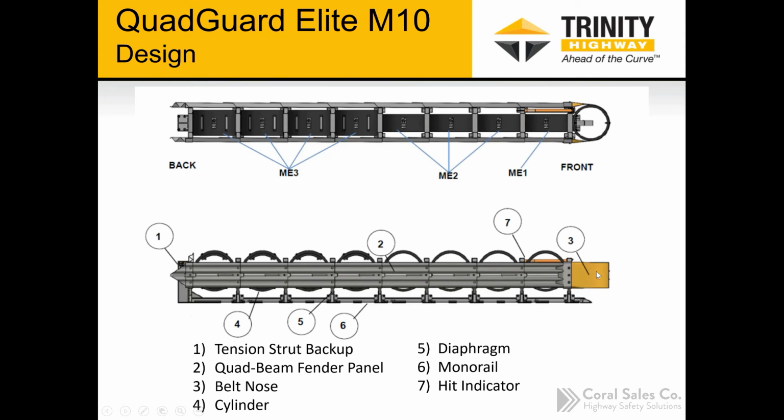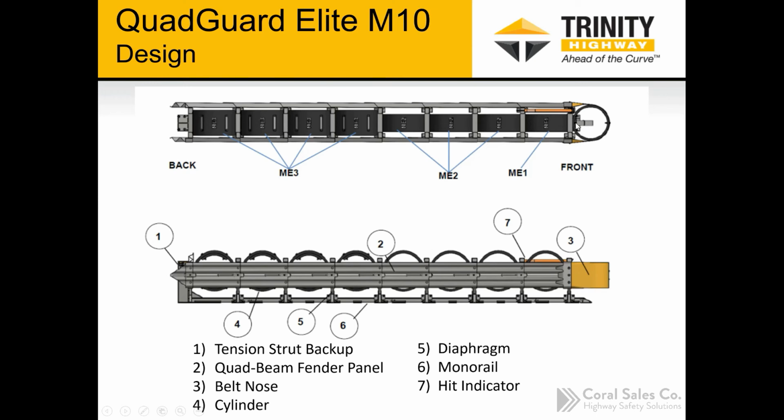So this system being low maintenance, rather than have the steel nose, this is essentially like conveyor belt material that's designed to withstand impact and be reusable after a vehicle impacts the front of the system. Again, we're using the same quad beam fender panel on the sides and the same monorail base with tension strut backup. The other thing you'll see here in orange is what we call a hit indicator, because these have a tendency to reset themselves, we want you to know that it was impacted.